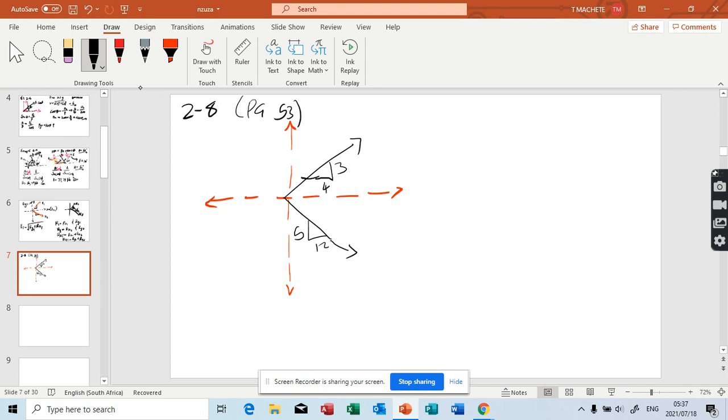So first things first, let's just label this. This is your P equals 20. Q equals 26 newtons. Here you are required to find the components, and your total resultant using those components. So what do we do first? What's the first step?